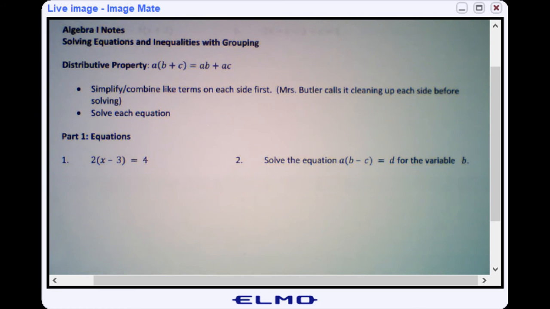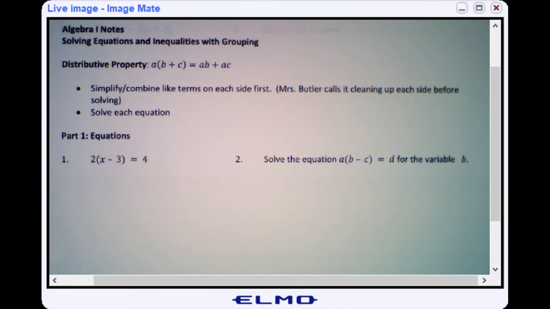We are going to be talking about solving equations with grouping. So it's going to be multi-step equations. The first thing we're going to review is our distributive property.